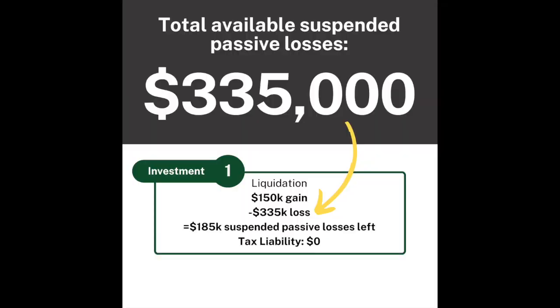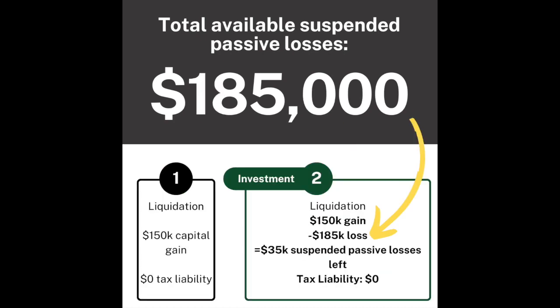So here is where the magic happens. In year five, you decide not to invest another $100,000 and your first syndication liquidates. That syndication allocates a $150,000 gain to you. You've got $335,000 of total losses, which you can use to offset that gain. The next year, year six, your next syndication liquidates with another $150,000 gain. You use the remaining $185,000 of suspended passive losses, leaving you with $35,000 left of suspended passive losses.